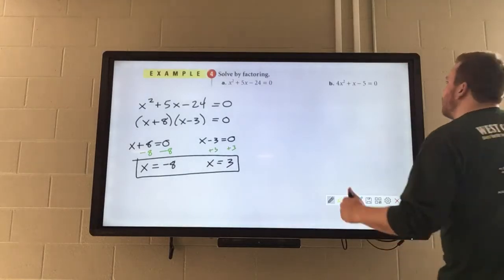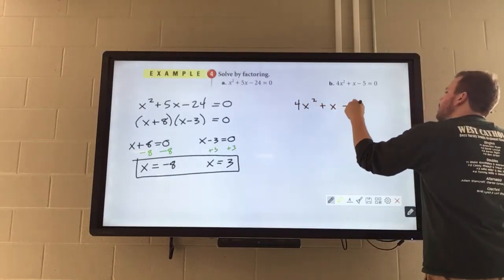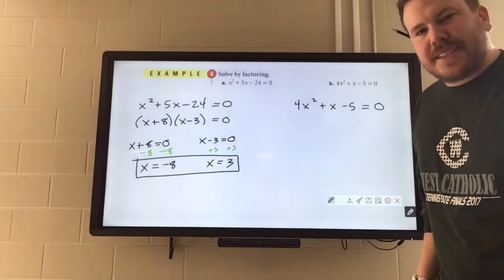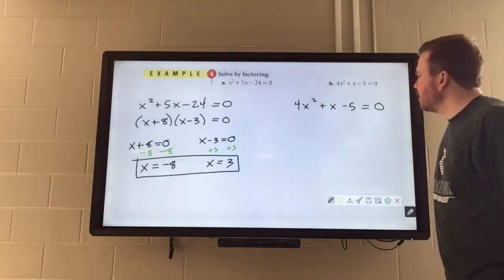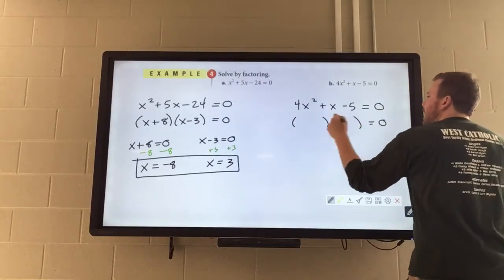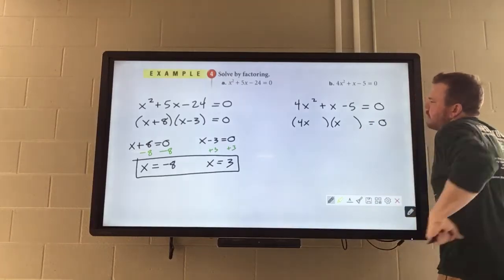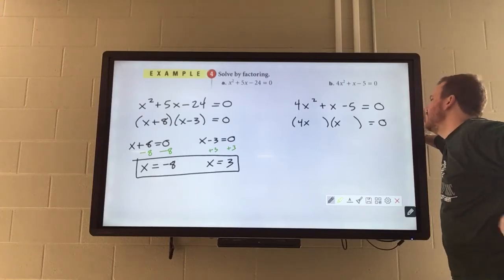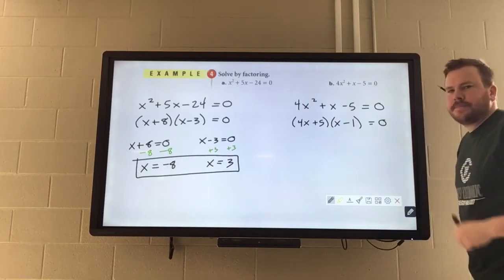And finally, this example B, 4x squared plus x minus 5 equals 0. Unfortunately, this one isn't as easy to factor as the other one because we have that value for a other than 1. So I'm going to go ahead and use guess and check. Let's see if I can figure this out fast. Let's see. So factors of -5, I can either have -1 times 5 or 5 times -1. I'm thinking we plug in a 5 here and a -1 here.